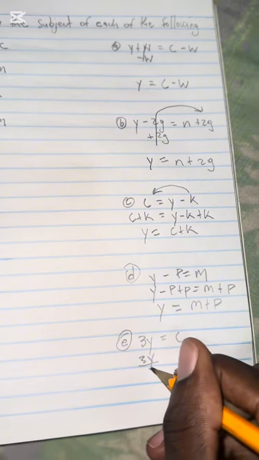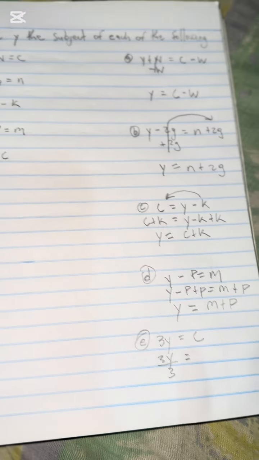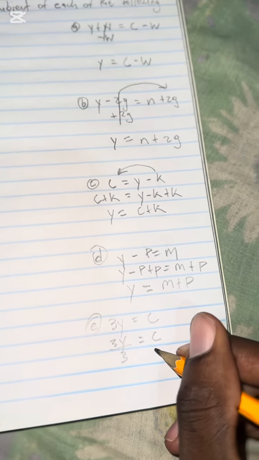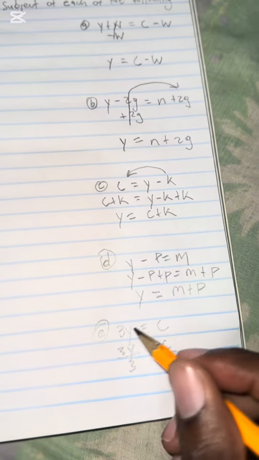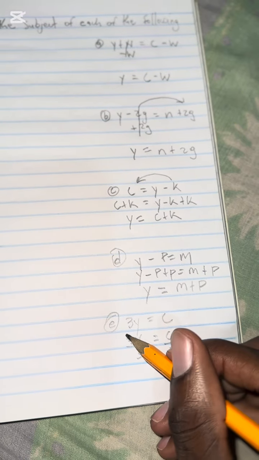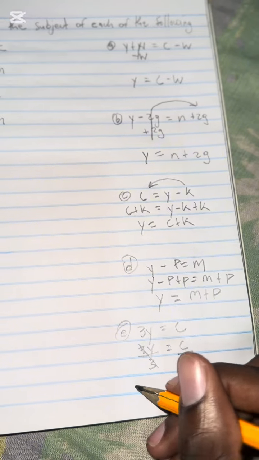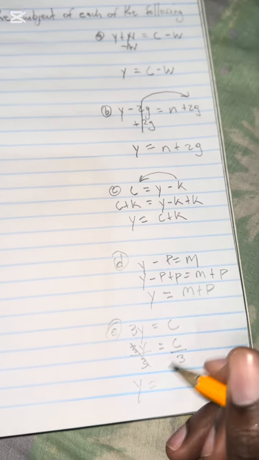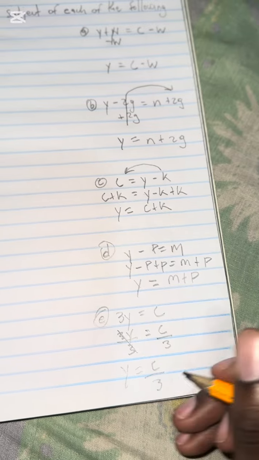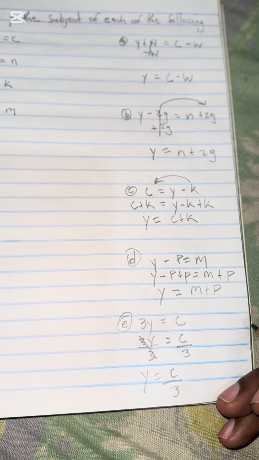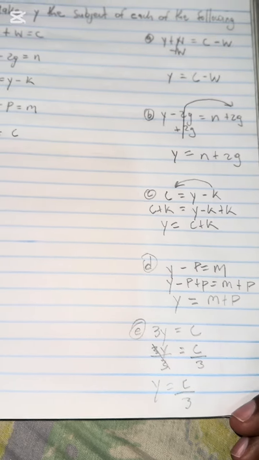3y divided by 3, and whatever we do on one side, we have to do on the other side. So we divide by 3 on the other side. 3 and 3 cancel, leaving y equals c over 3. Pretty easy and simple. All right, let's do 2 more just for practice.